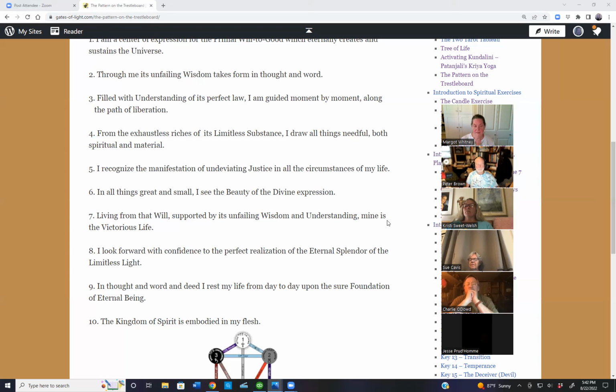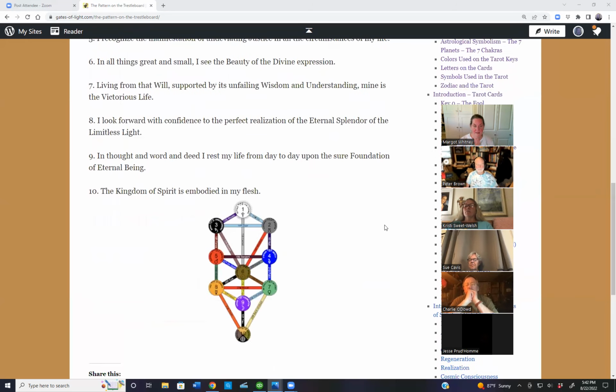9. In thought and word and deed, I rest my life from day to day upon the sure foundation of eternal being. 10. The kingdom of spirit is embodied in my flesh.